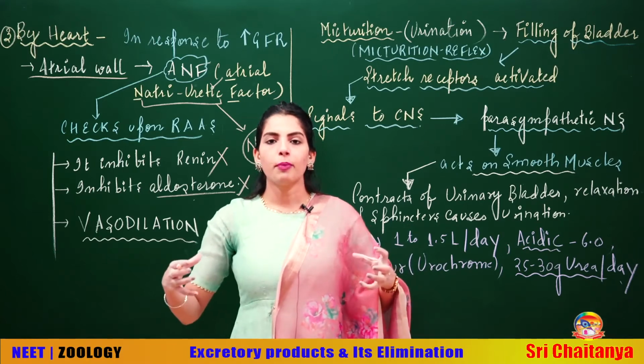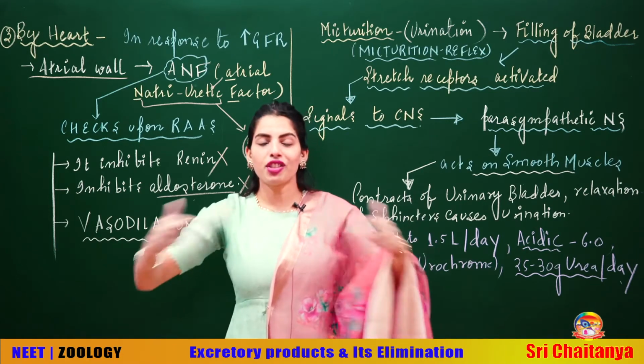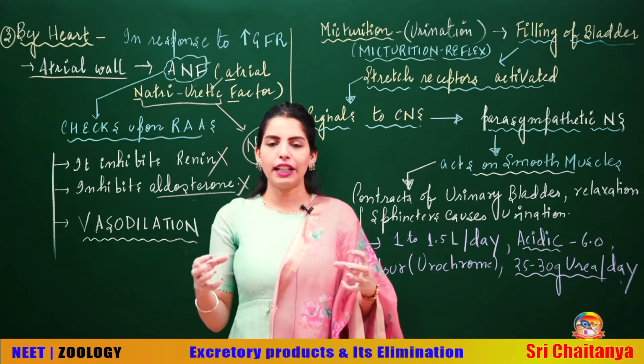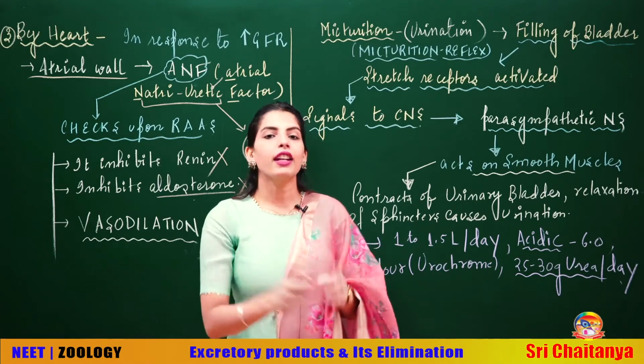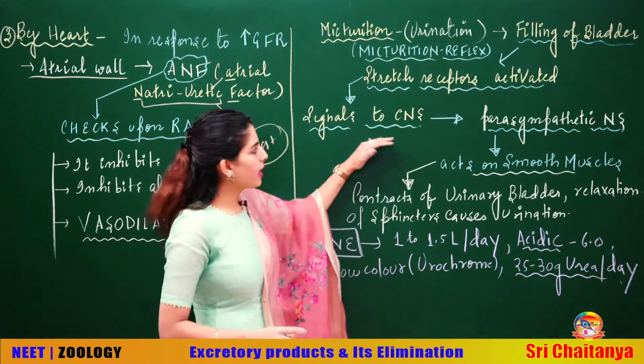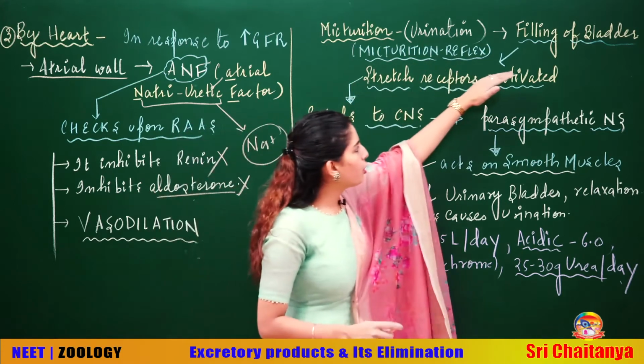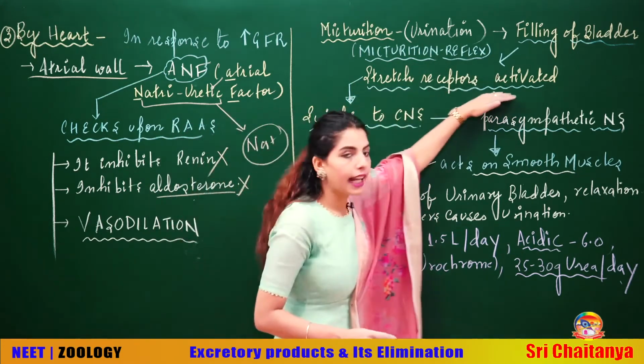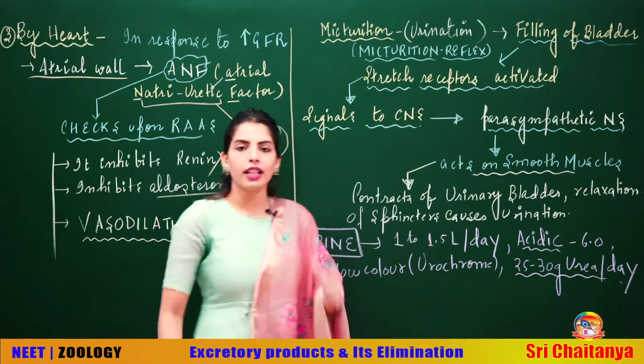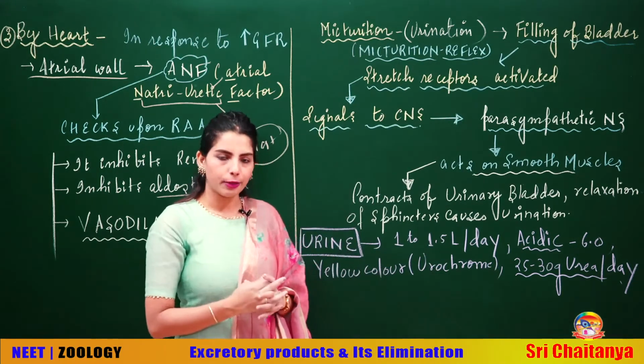Why is there stretching? The stretch receptors, in response to this filling of the urinary bladder, give a signal to your central nervous system. See, I have given filling of the urinary bladder, and these stretch receptors are activated. Where are these stretch receptors located? In the wall of the urinary bladder.